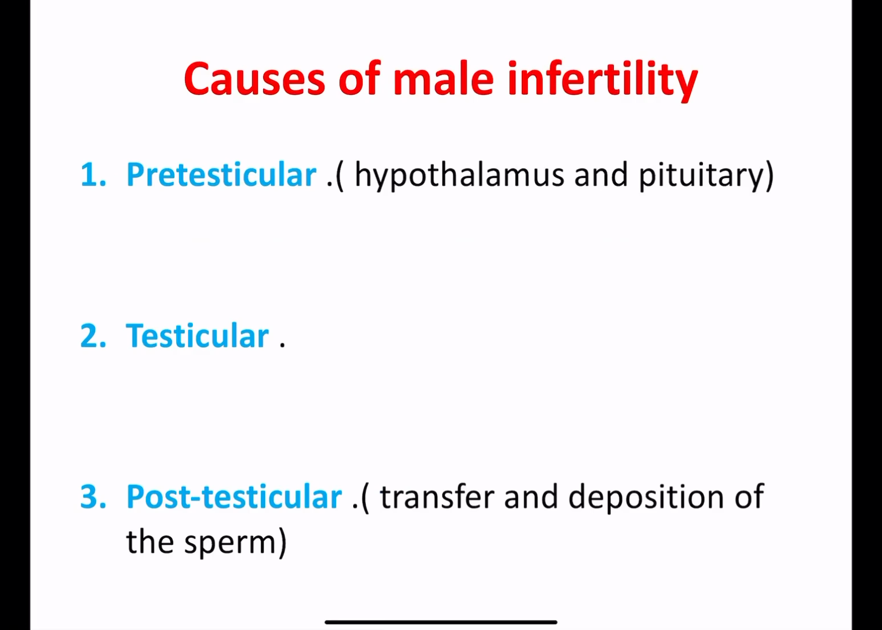According to the physiology, we can divide the causes of male infertility into the following. Number 1, pretesticular, which means the pathology is in the hypothalamus and pituitary gland. Number 2, testicular, which means inside the lumen of seminiferous tubules and in the cells like Sertoli or Leydig cells. And number 3, post-testicular, where the pathology is either in the transfer of the sperm or in the deposition of the sperm to the genital tract. And we will discuss each separately.